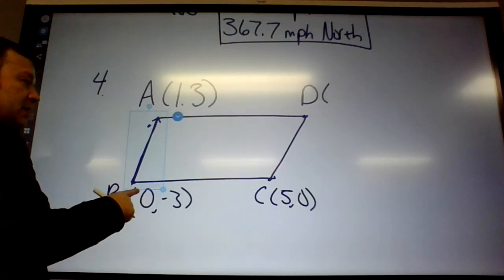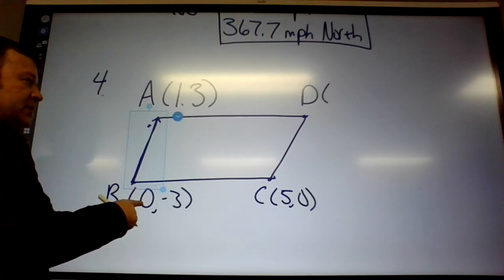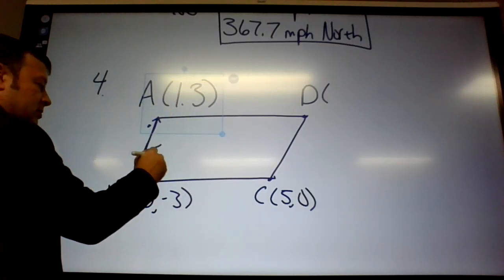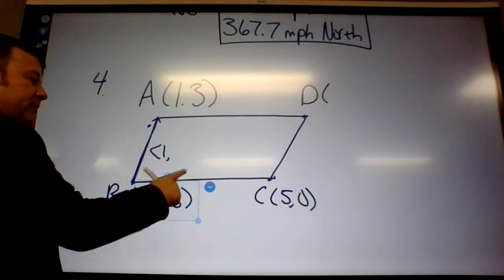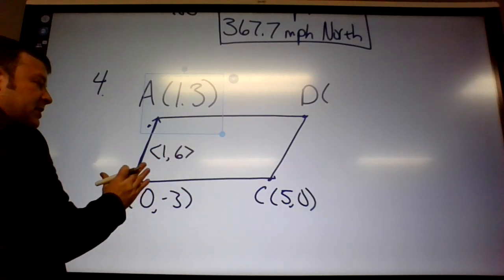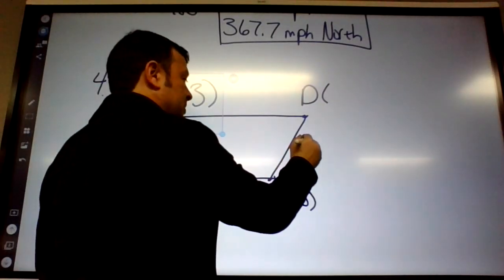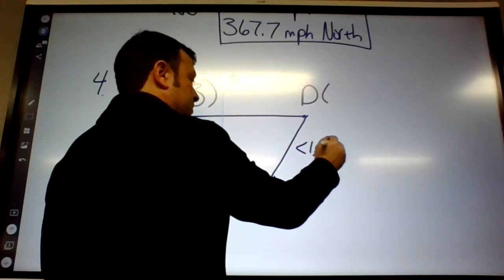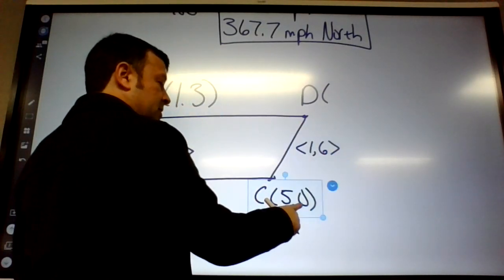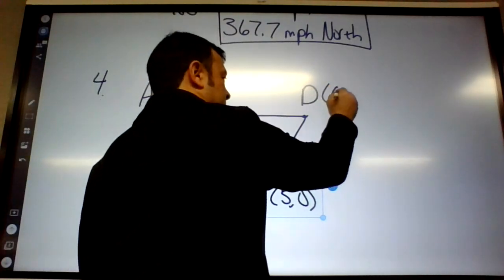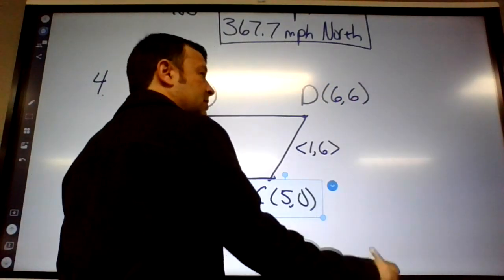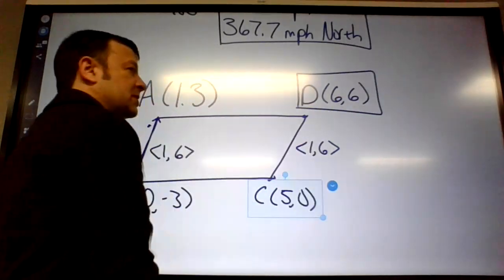Yeah, in the x direction, the x component, how far are we moving? From 0 to 1? 1. In the y component, from -3 to 3? 6. Okay, so this vector gets us from B to A. That should be the same vector that moves us from C to D. So we're just going to add 1, 6, and we would get the point 5 plus 1, 0 plus 6. So the answer is 6, 6.